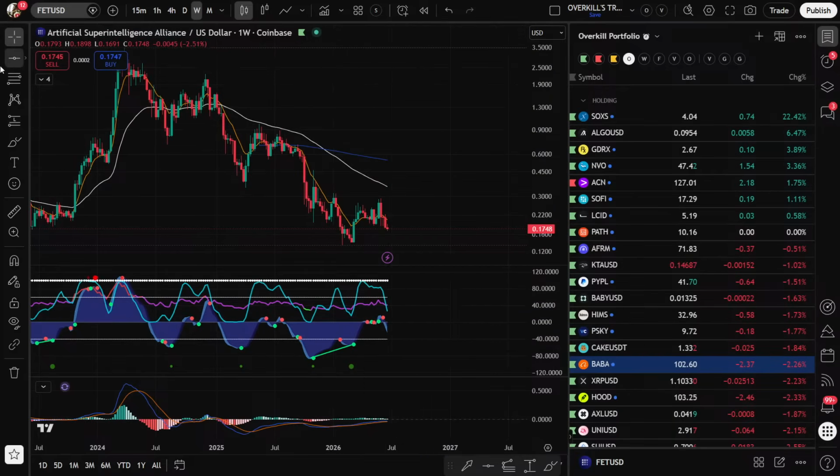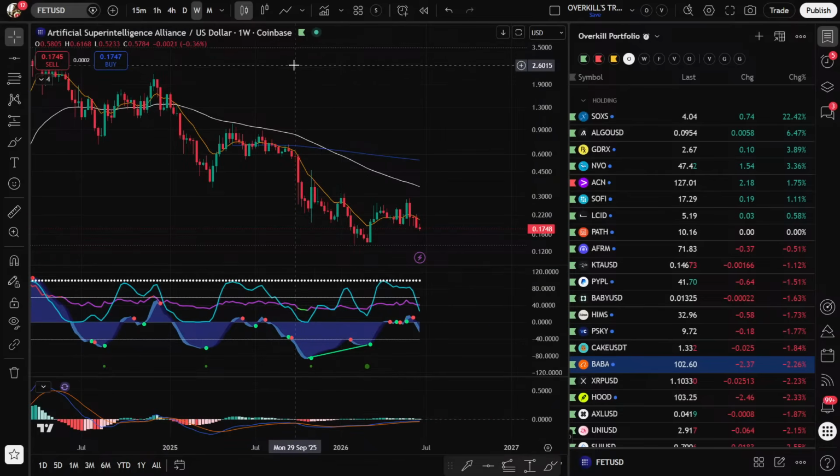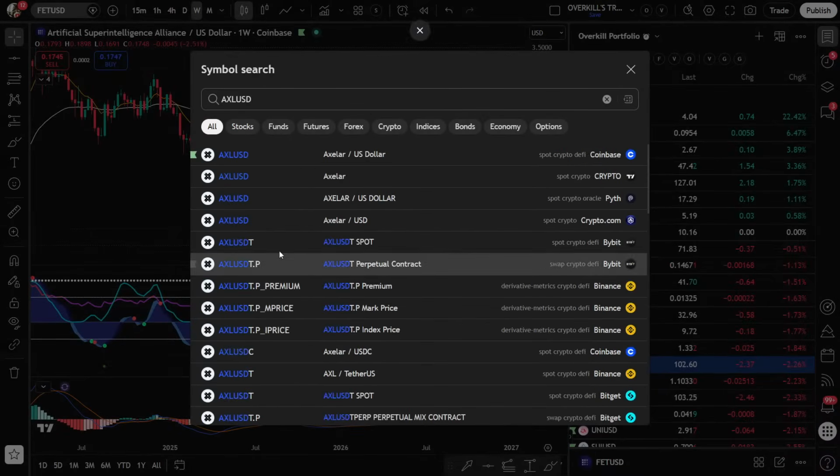FET, that one got the red one last week, so again, you just be waiting for the green dot to come back to add. This signal came down here around 16 cents. It's getting back to that place where it got the last signal. So I just wait for the weekly signal on that one there. Caps. AXL is the other one.